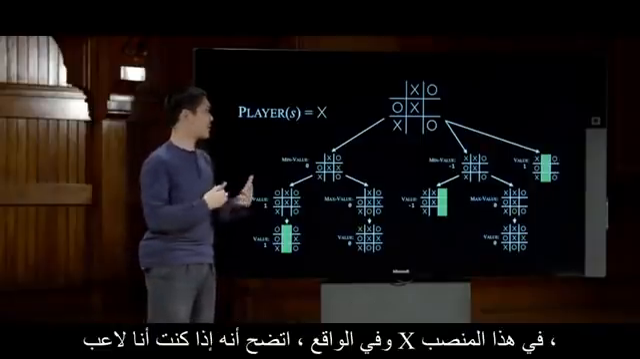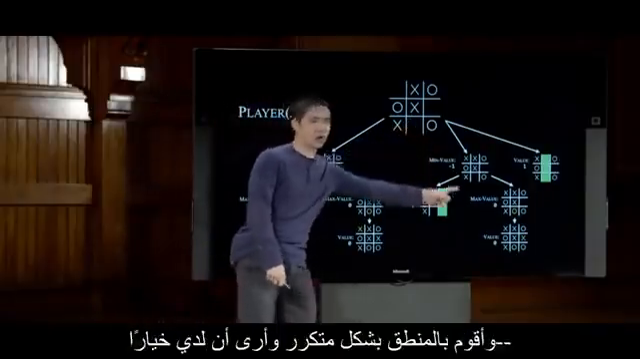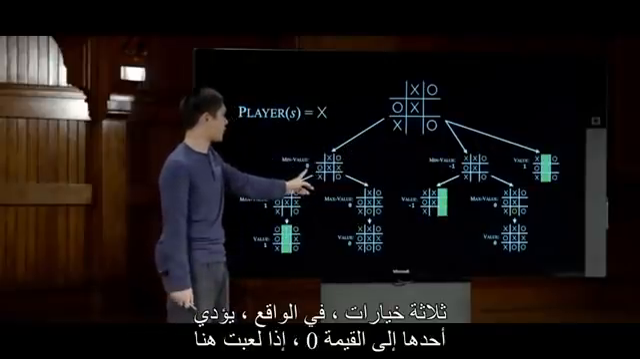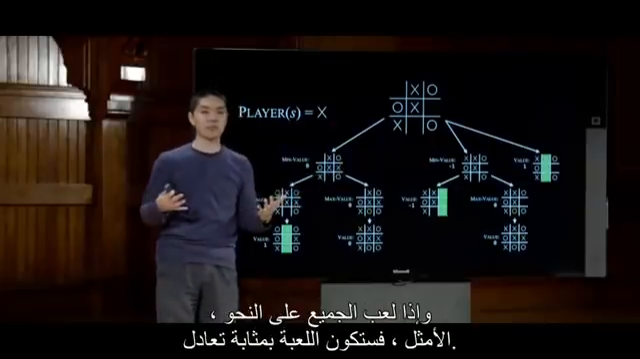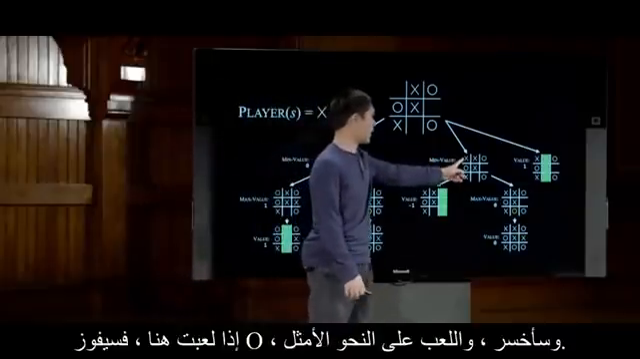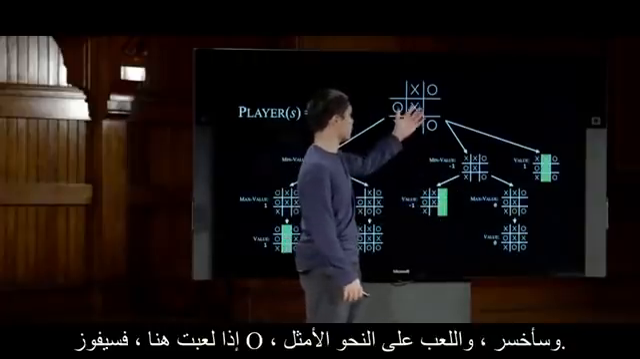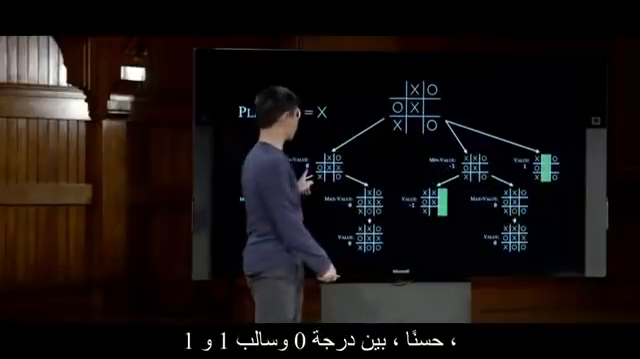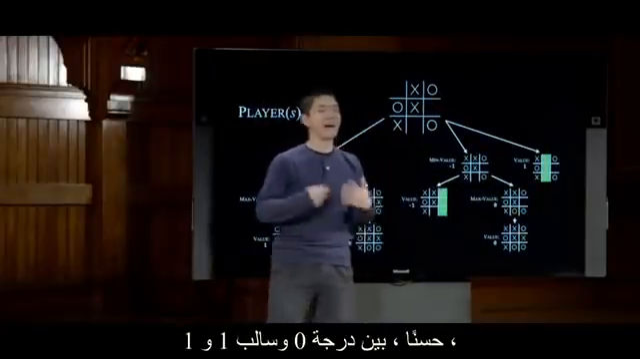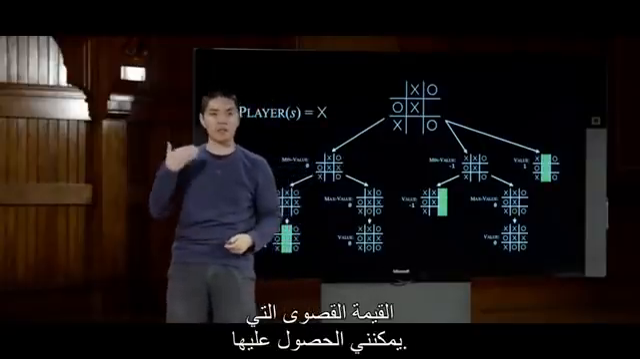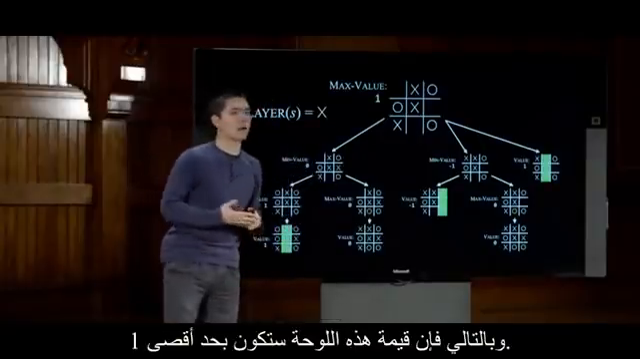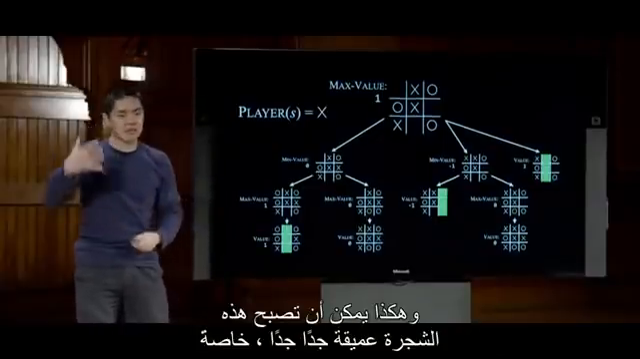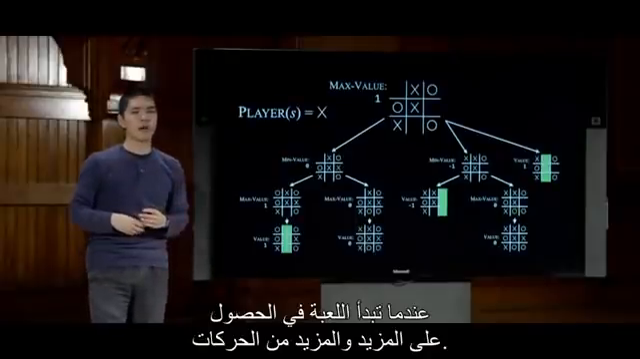And in fact, it turns out that if I am the X player in this position, and I recursively do the logic, I see I have 3 choices, one of which leads to a value of 0. If I play here, then if everyone plays optimally, the game will be a tie. If I play here, then O is going to win, and I'll lose playing optimally. Or here, where I, the X player, can win. Well, between a score of 0 and -1 and 1, I'd rather pick the board with a value of 1, because that's the maximum value I can get. And so this board would also have a maximum value of 1.